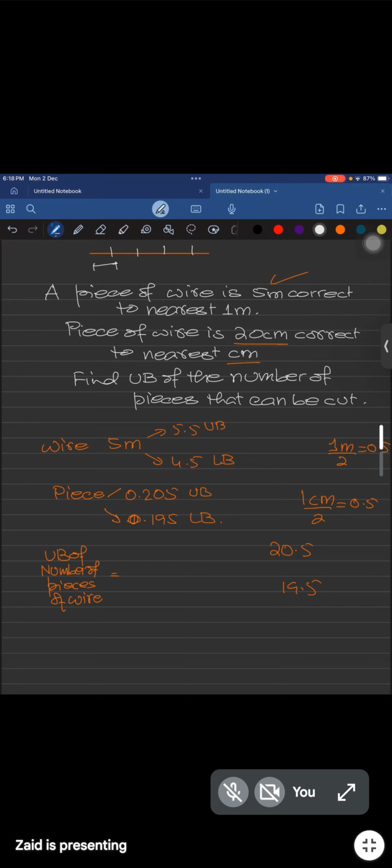Sir, I think you should multiply. No. It should be divide. Okay. Now divide the total length of wire by the length of each piece. Is that clear?